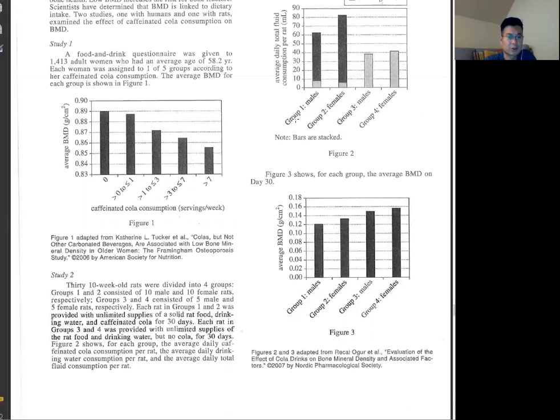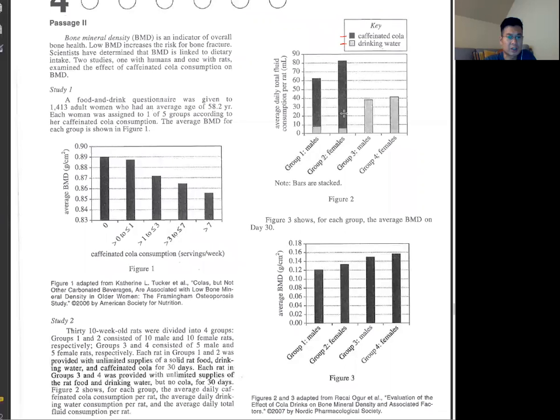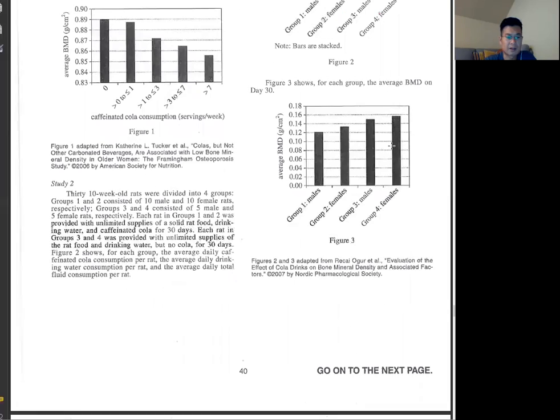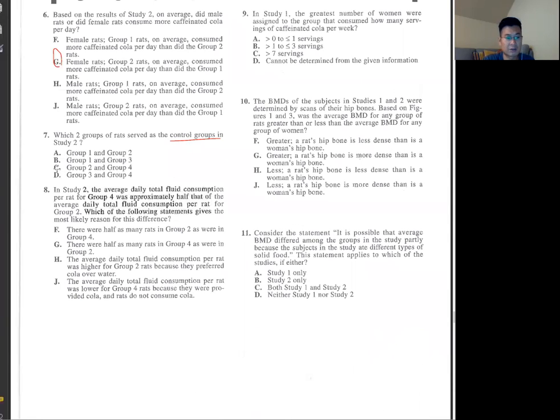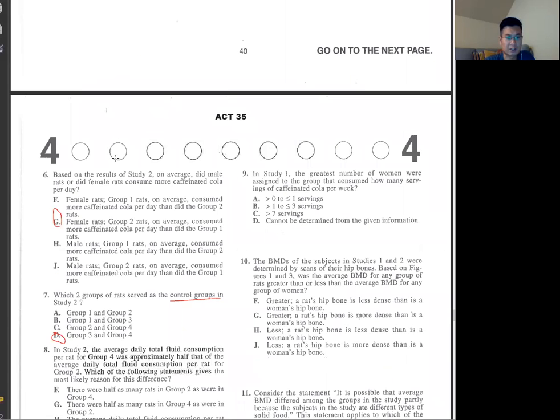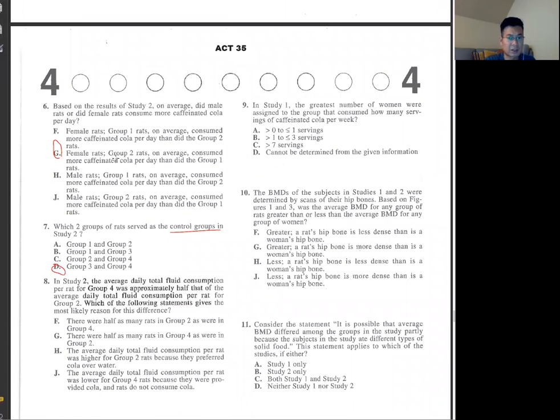we can understand that groups 1 and 2, cola and drinking water, are both drinking. But groups 3 and 4 are just drinking water. So maybe 3 and 4 are the control groups, because they're compared to groups 1 and 2 to see how, if they start drinking caffeinated cola, their water consumption is going to be different. So maybe that's D. And the passage also talks about that, how they limit the caffeinated cola.